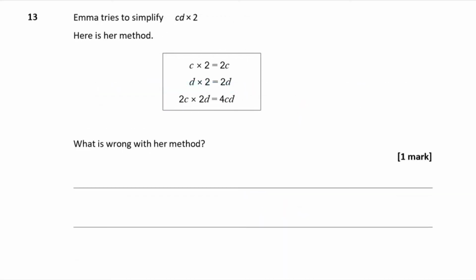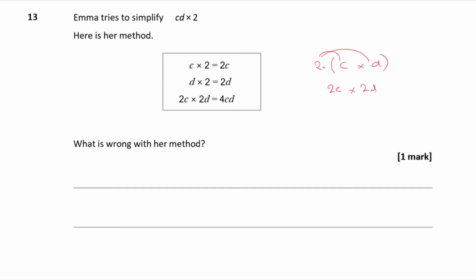Question 13. Emma tries to simplify CD times 2. Here is her method. C times 2 is 2C, D times 2 is 2D, 2C times 2D is 4CD. What is wrong with her method? Well, it's a bit like she's thinking that it's distributive, a bit like it is with addition. So what she's done is this. She's saying, well, 2 times C is 2C and 2 times D is 2D. So what I've got is 2C times 2D.